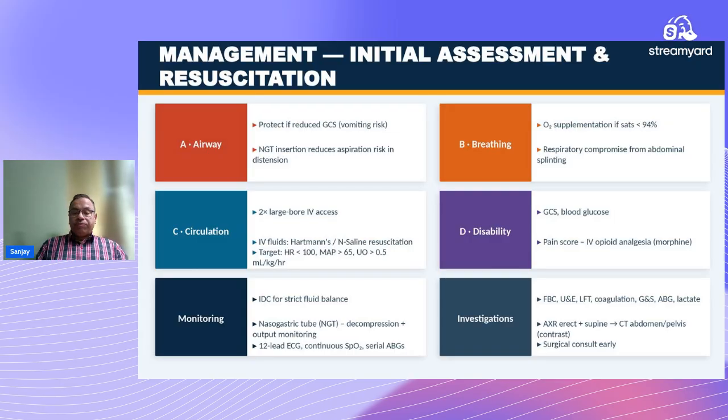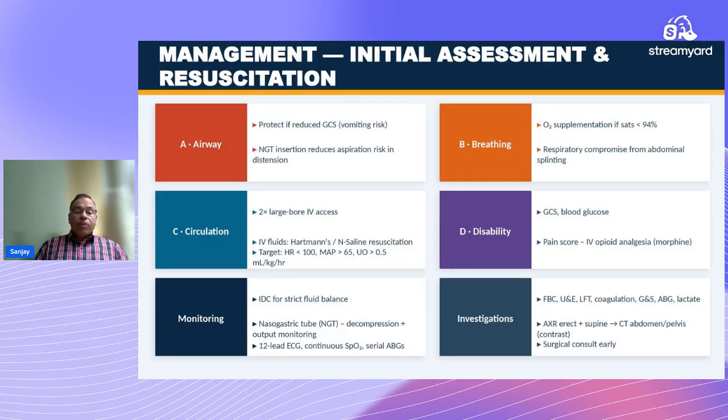Look for any disability: rule out hypoglycemia by checking blood glucose, and check the Glasgow coma scale. If the patient is having pain, record the pain score and give adequate analgesia if the pain is quite intense.